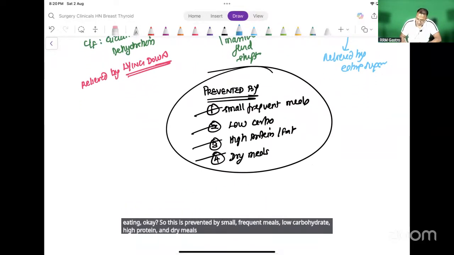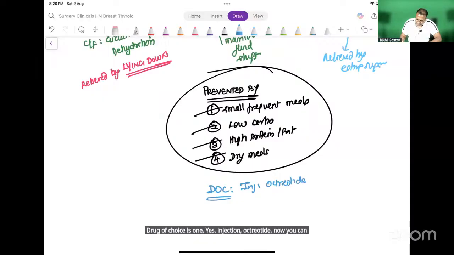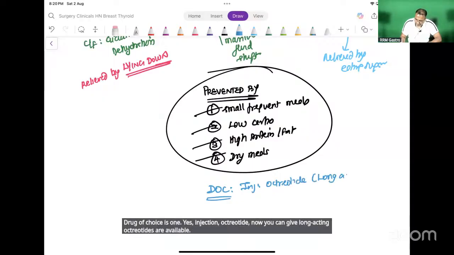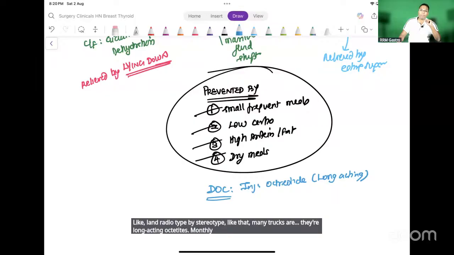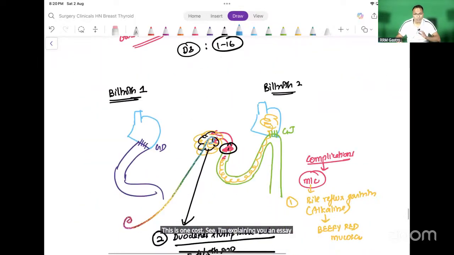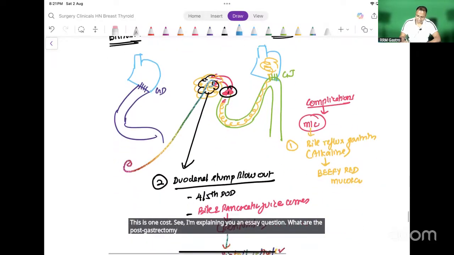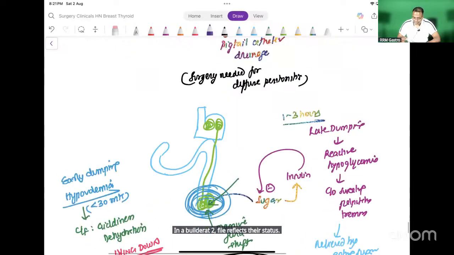And most importantly, the drug of choice is what? Injection octreotide. Now long-acting octreotides are available, like lanreotide, pasireotide. Many drugs are there. Long-acting octreotide monthly once you can give for dumping syndrome. I am explaining one essay question: what are the post-gastrectomy complications? In a Billroth 2, bile reflux gastritis, duodenal stump blowout, dumping syndrome.